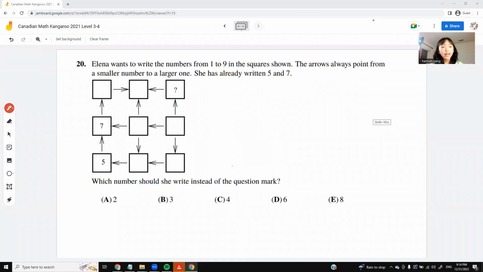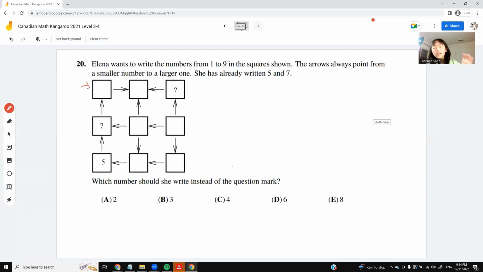Problem number 20. Elena wants to write the numbers from 1 to 9 in the squares shown. The arrows always point from a smaller number to a larger one. She has already written 5 and 7. Which number should she write instead of the question mark? So this is an interesting problem because it's kind of an intricate maze of all these numbers and their relationships to each other. So we can start with this box right here.